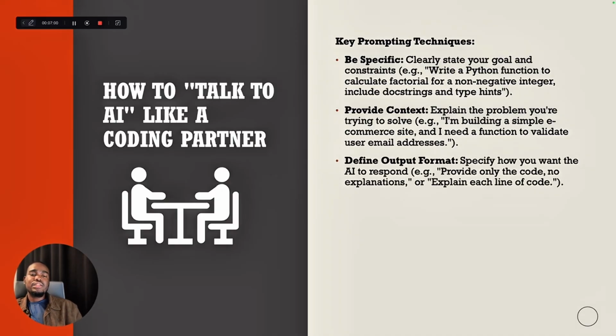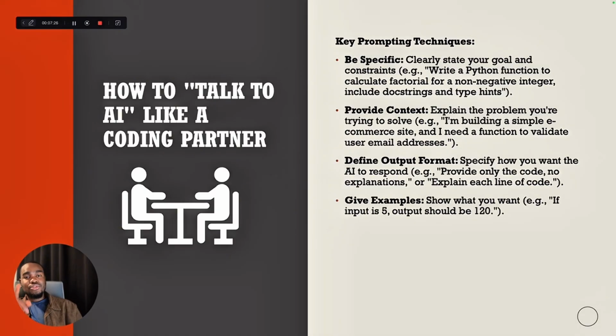Now, the next thing is you can also define how you want the output to look, right? You need it in JSON format. You want it to provide only the code, or code and explanation. You need to specify what you actually need. Don't assume the AI knows what you want. So you need to give examples.